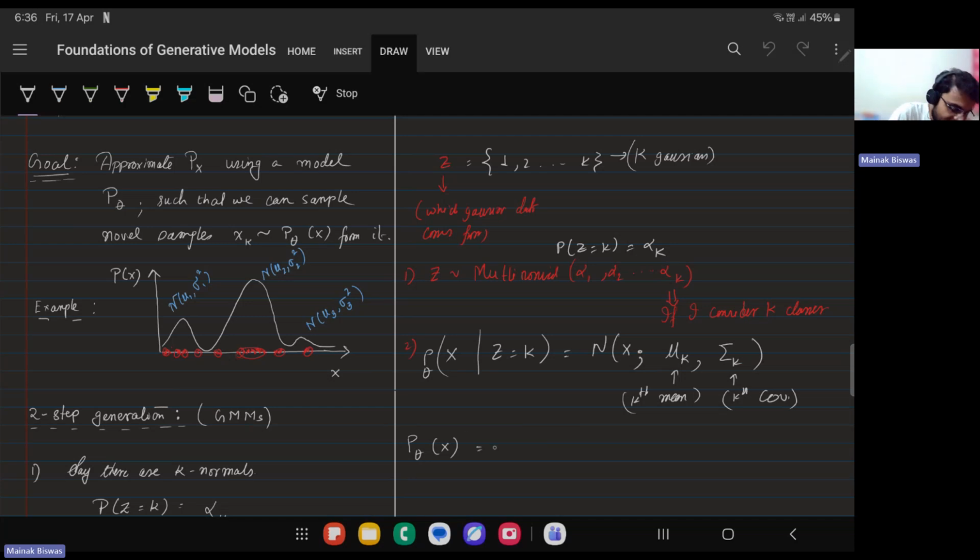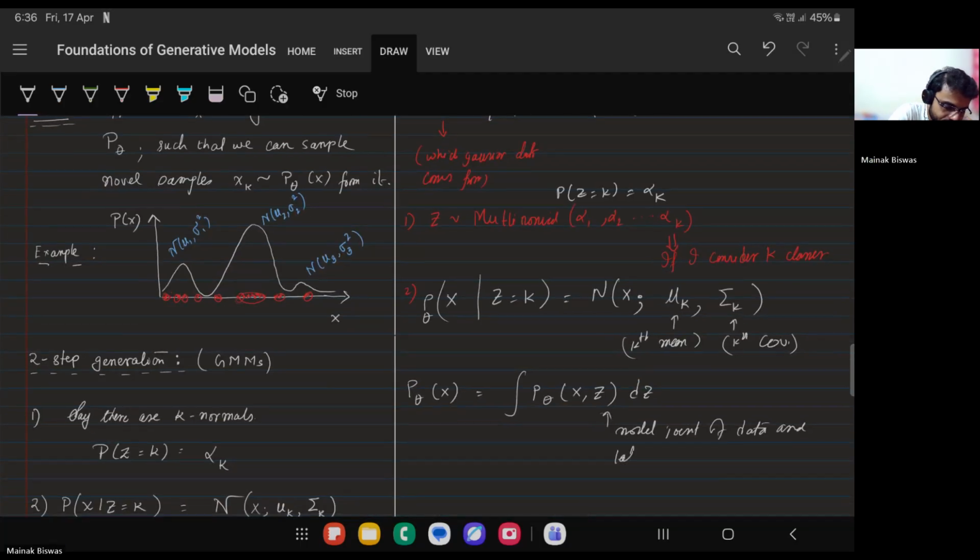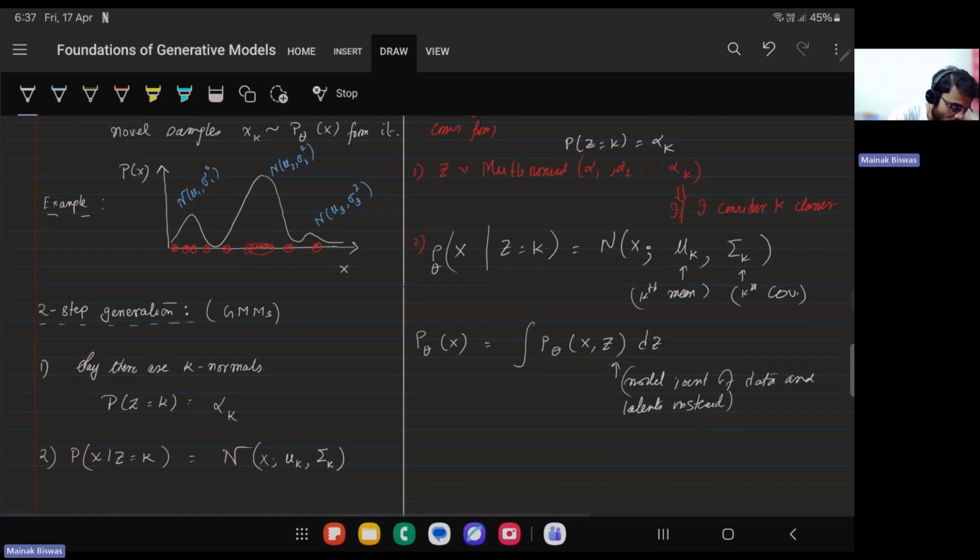So you can clearly say that p theta of x can be written as the integral of p theta of x comma z, p of z, because I don't know what is the single probability of z. When I don't know, I will add the latents, model the joint of data and latents instead.